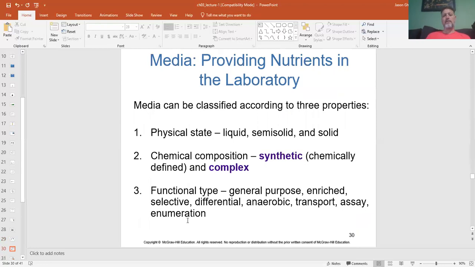The media itself, we have liquid. There are three types: liquid, semi-solid, and solid. Most of the time, you're probably just going to be dealing with liquid or solid, but there is a semi-solid.